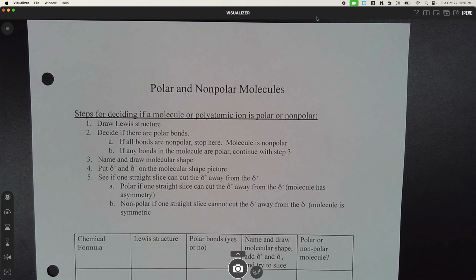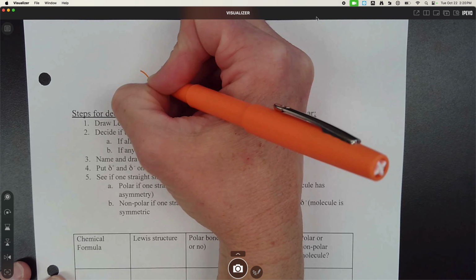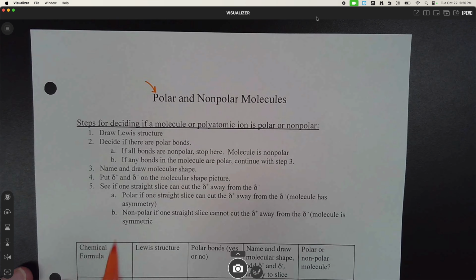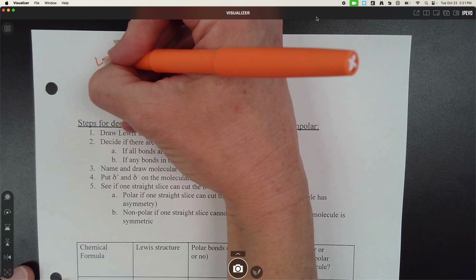The word polar has its roots in the Earth having poles. It basically means something that has two different ends. In the case of the Earth, the two different ends are the North Pole and the South Pole. In the world of chemistry, when we talk about poles, the two different ends are the positive end and the negative end. So when we talk about having a polar molecule, what we're really saying is that our molecule is in some way lopsided.